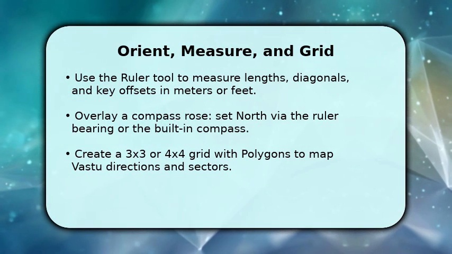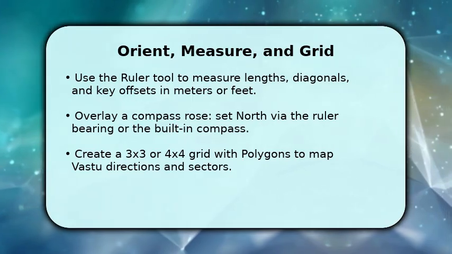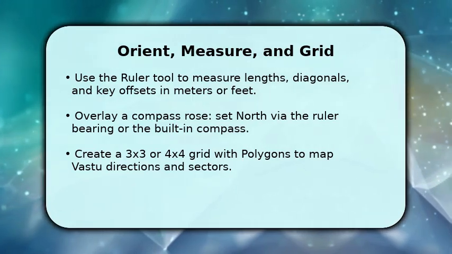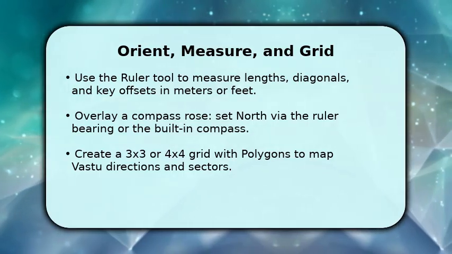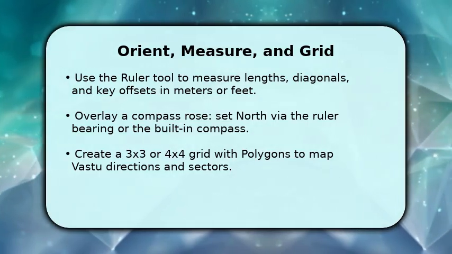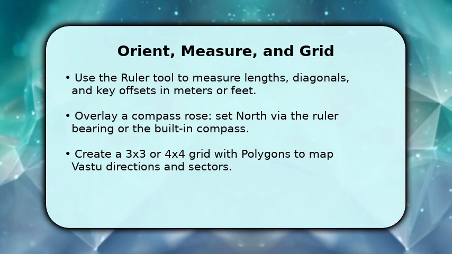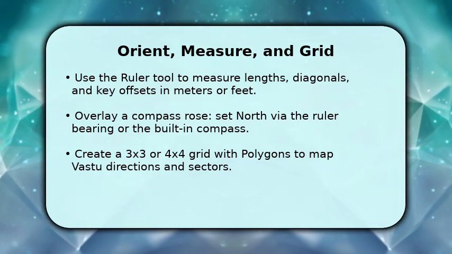Once done, align a compass rose by checking the bearing from the ruler or using the built-in compass so north is exact. Then create a 3x3 or 4x4 grid with polygon shapes to divide the plot into Vastu sectors. Label each sector with place marks. This detailed mapping lets you link spatial measurements to Vastu rules confidently.